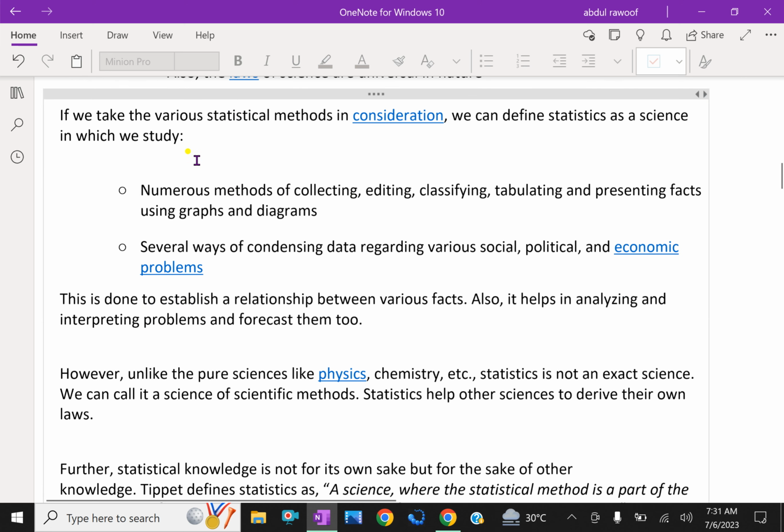If we take the various statistical methods into consideration, we can define statistics as a science in which we study the numerous methods of collecting, editing, classifying, tabulating, and presenting facts using graphs and diagrams. Several ways of condensing data regarding various social, political, and economic problems.